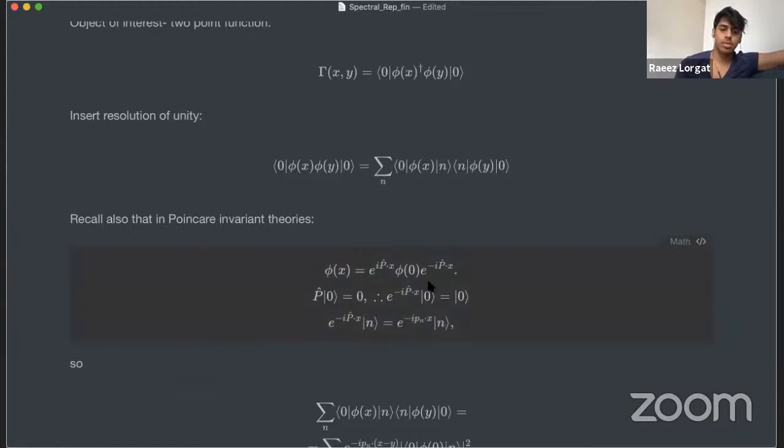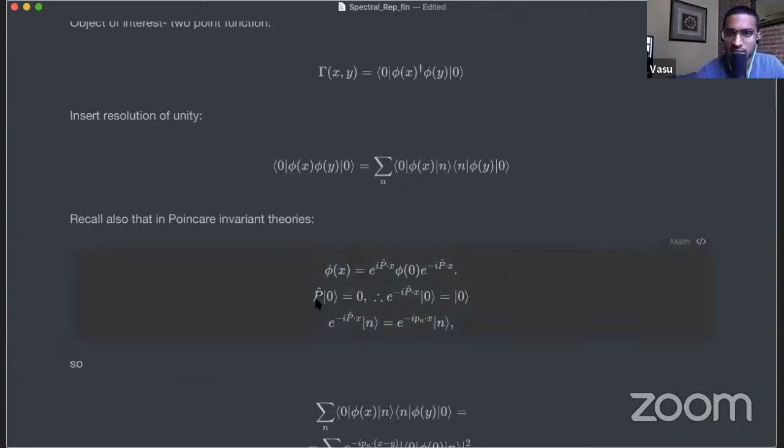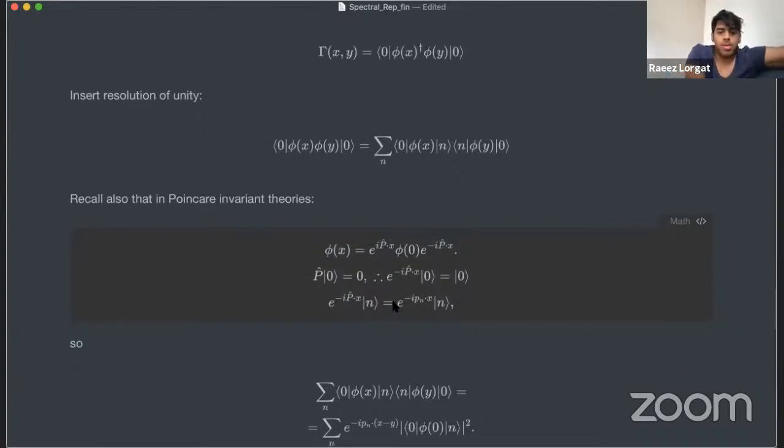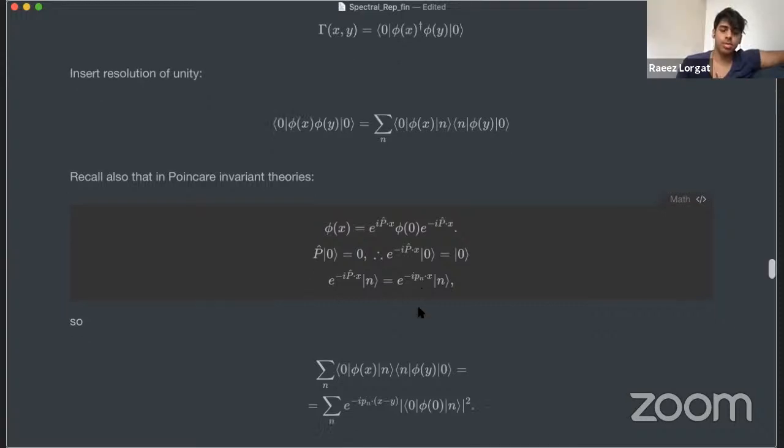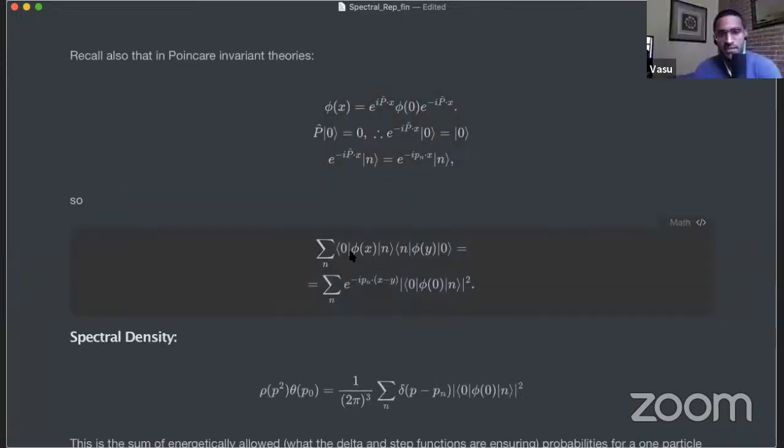Note that Poincare invariance here means that the vacuum is annihilated by the translation generators, and therefore the finite translation operator leaves the vacuum alone. It just doesn't do anything. Exactly. And these intermediate states are really momentum eigenstates. So that means that e to the ipx is literally just e to the ip_n x. That lets us write the 2-point function as the following quantity.